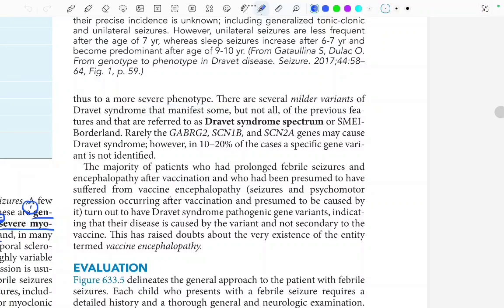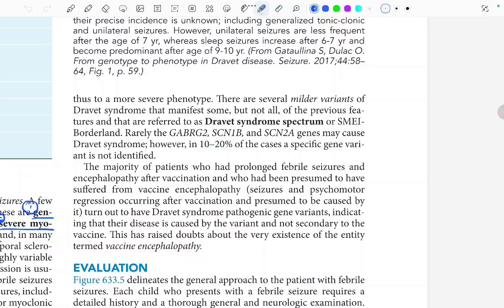There are several milder variants of Dravet syndrome that manifest some but not all of the previous features and that are referred to as the Dravet syndrome spectrum or borderline SMEI. Rarely the GABRG2, SCN1B and SCN2A genes may cause Dravet syndrome. However, in 10 to 20% of the cases, a specific gene variation is not identified.